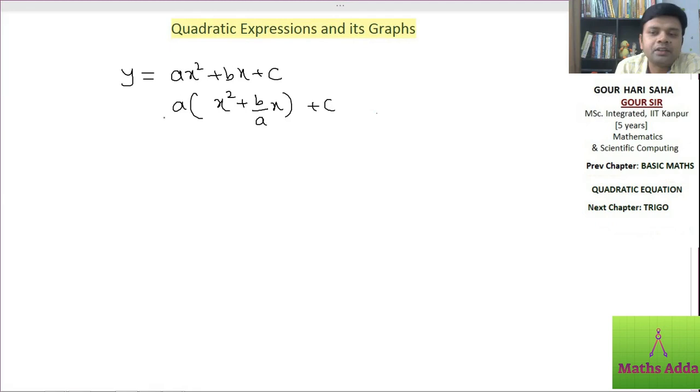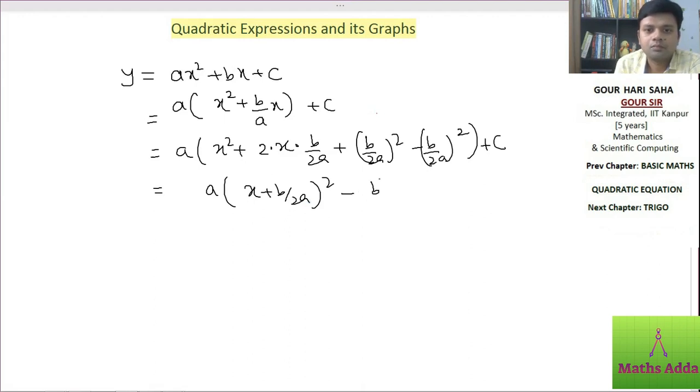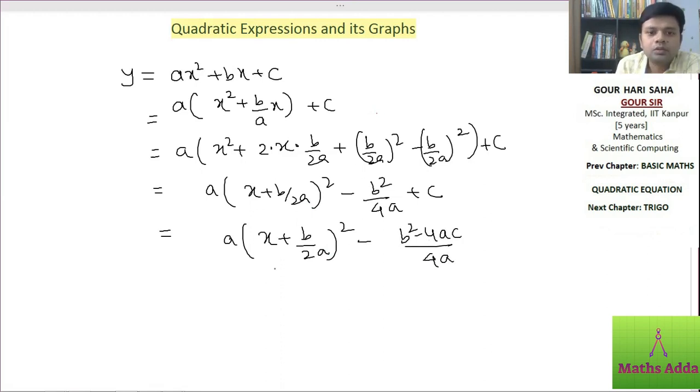First we did it while deriving that Sridharacharya formula, right? Now what we do, you go through that, so I am doing it quickly here. So once we convert to perfect square, this is the expression.